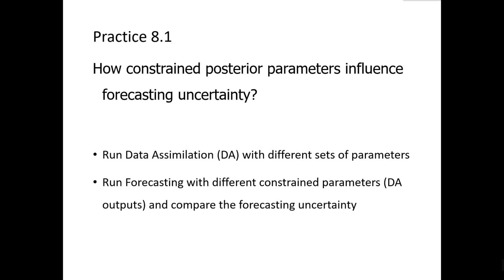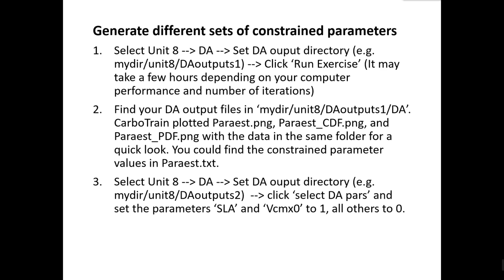Practice 1. How constrained posterior parameters influence forecasting uncertainty. In this practice, you will run data assimilation with different sets of parameters to get outputs of constrained parameters. You have already learned this part from yesterday's Unit 7 practice. And then run the forecasting with different DA output. Here are the steps to generate different sets of constrained parameters.